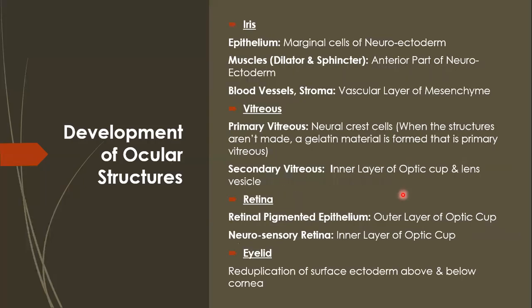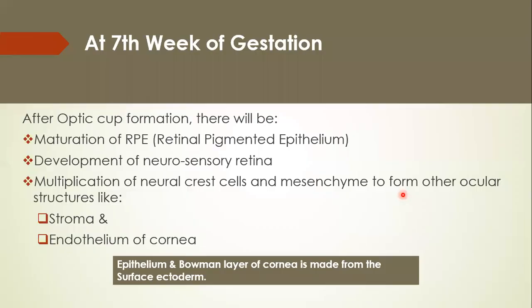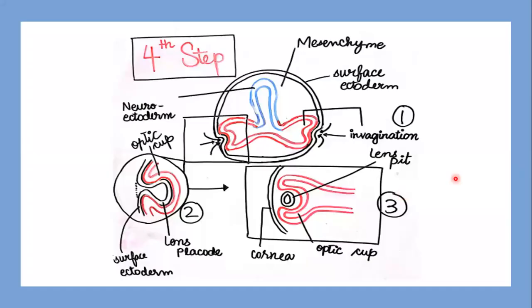So over here, you can see the area which is surrounded by the optic cup, right? Over here, the inner vascular layer of mesenchyme and the neural crest cells will start to multiply to form the choroid.